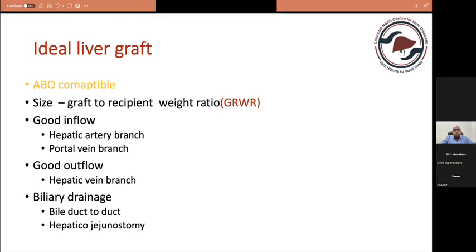When you talk about the size of the graft, we talk about graft to recipient weight ratio, which I will talk about in my future slides, and which was also further explained by Professor Ram Sirivardhan. This graft should also have a good inflow with a hepatic artery branch and a portal vein branch, and a good outflow via a hepatic vein branch. There should also be a way of biliary drainage, either via duct-to-duct anastomosis or a hepaticojejunostomy, where we join a bile duct to the bowel loop. Some of the advantages were discussed previously.